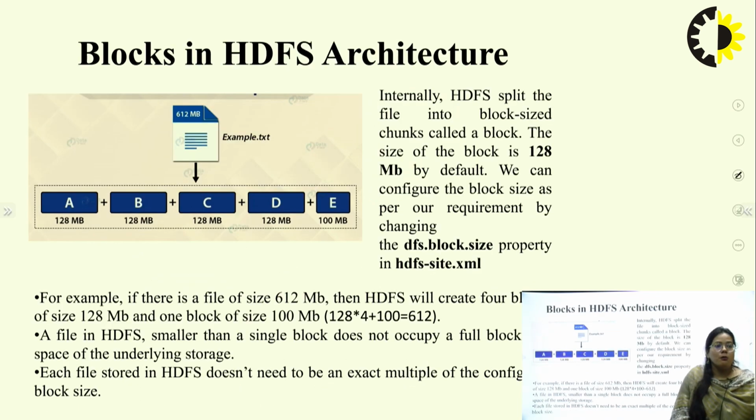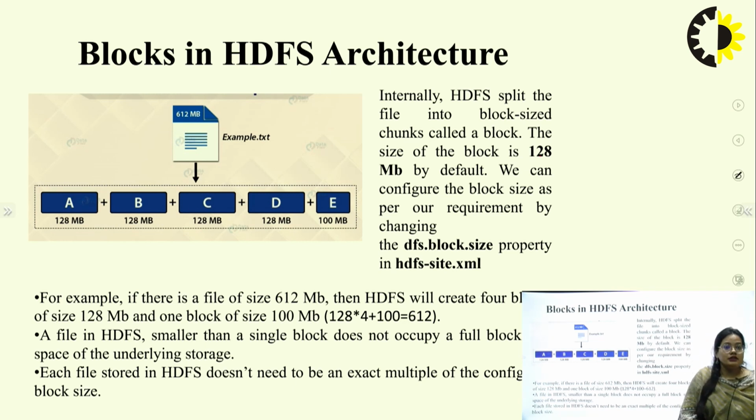Now next is block in HDFS architecture. As we know, the data in HDFS is scattered across the DataNodes as blocks. Let's have a look at what a block is and how it is formed. Blocks are nothing but the smallest continuous location on your hard drive where data is stored. The size of the block is 128 MB by default.